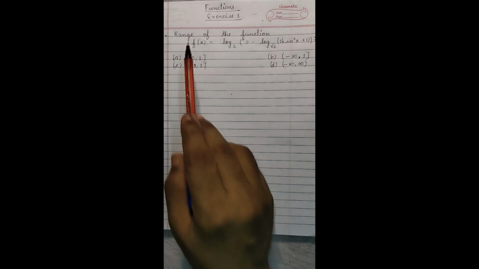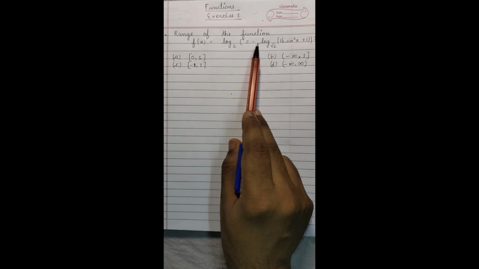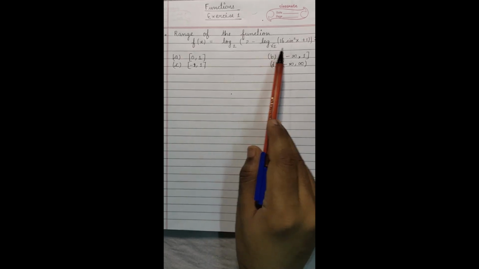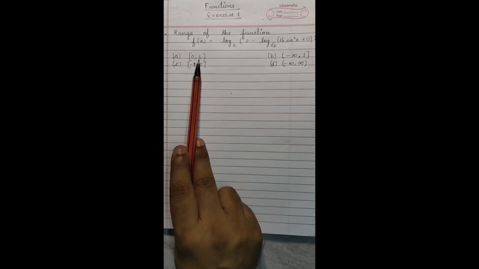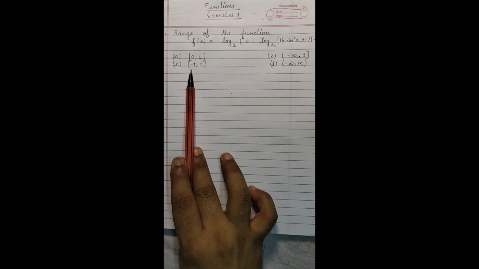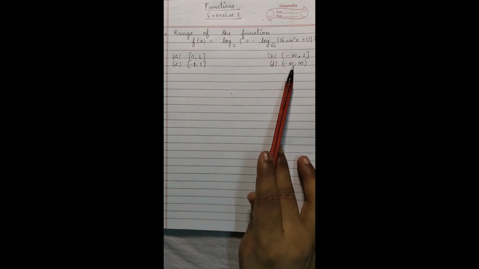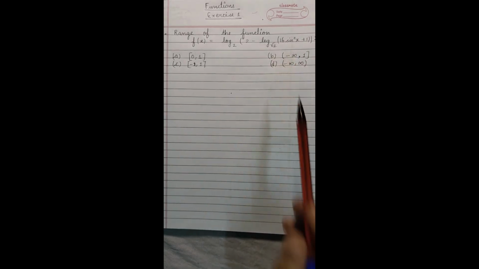First question. Range of the function f(x) is equal to log base 2 minus log root 2 base 16 sin square x plus 1. The options are A 0 to 1, B minus infinity to 1, C minus 1 to 1 and D minus infinity to infinity. Now I can see there is a sine square x in this question, so I will approach the question first with sine square x because I know the range of sine square x is 0 to 1.